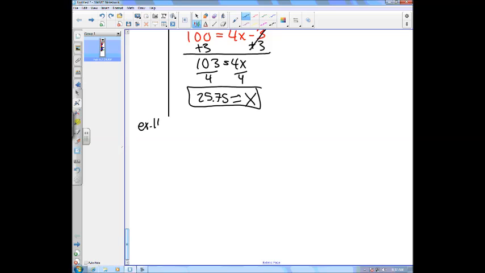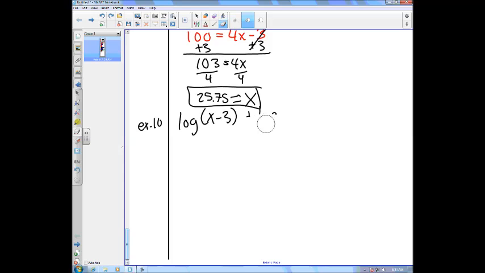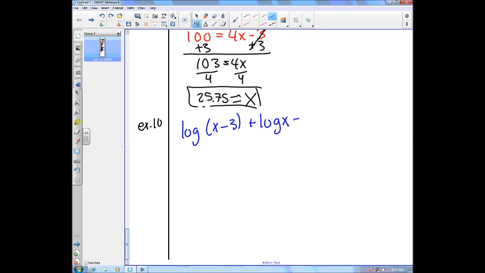Okay, last one. It's really short. If you notice, these really aren't too bad. log(x - 3) plus log x, I don't like how that's overlapping. I'm going to rewrite that. log(x - 3) + log x = 1. Again, the x is trapped in the log. So that means the inverse would be what? Exponential. But we have 2 logs this time.